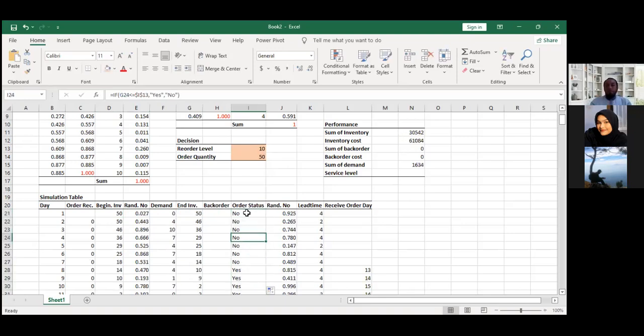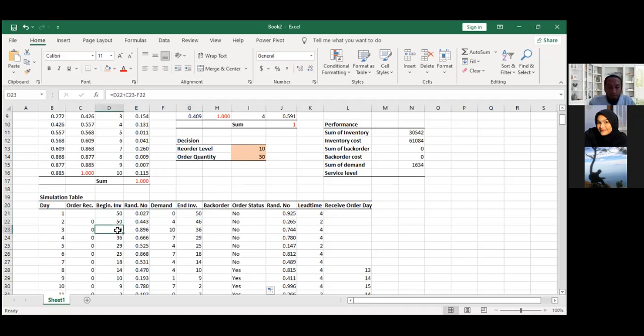Okay, we check again. Beginning inventory is 50. Demand equals 0. So at the end we will have 50, so we don't need to order. The next beginning inventory is 50, the same as the previous ending inventory, and then the demand is 4 based on the simulation. So at the end, the inventory is 46. Do we need to order? No, because the ending inventory is still higher than the reorder level. So the status is no. We can continue.